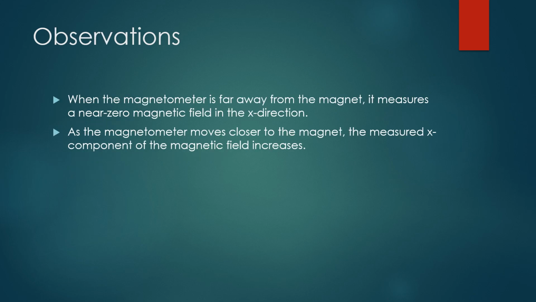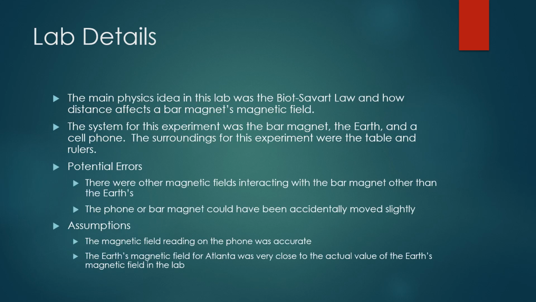Some observations were that when the magnetometer is far away from the magnet, it measures a near zero magnetic field in the x direction, and as the magnetometer moves closer to the magnet, the measured x component of the magnetic field increases. The main physics idea in this lab was the Biot-Savart law and how distance affects a bar magnet's magnetic field. The system for this experiment was the bar magnet, the earth, and a cell phone, and the surroundings were the table and rulers.